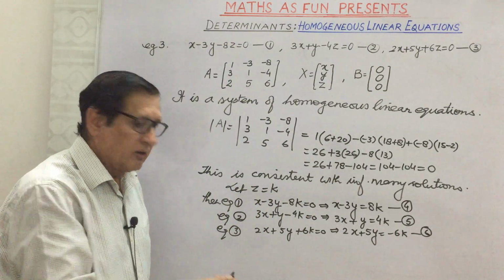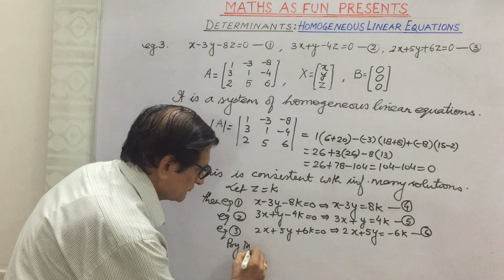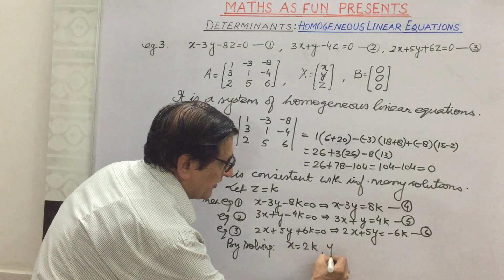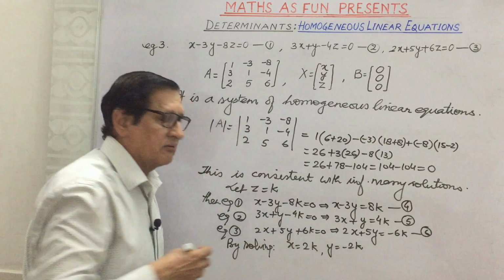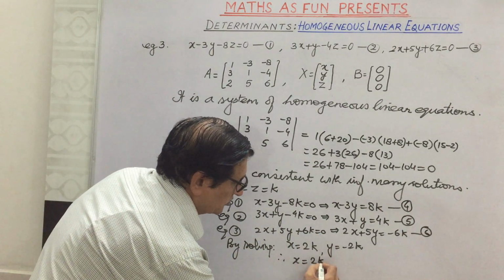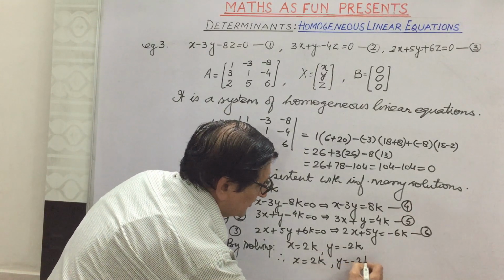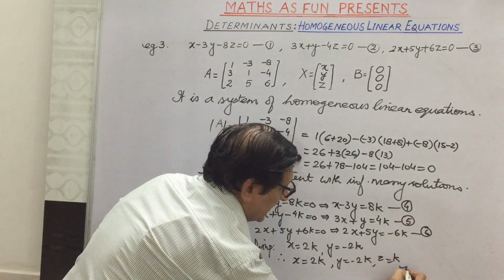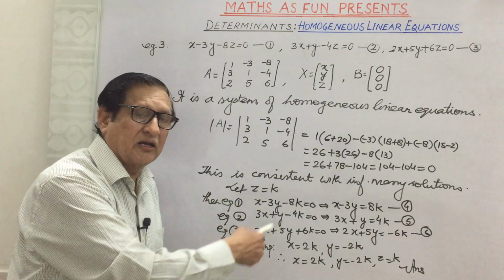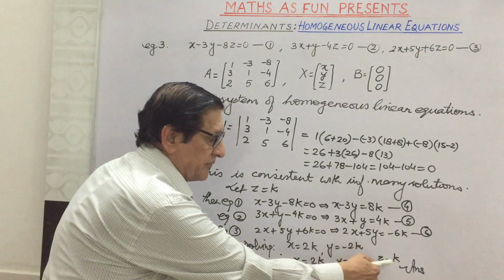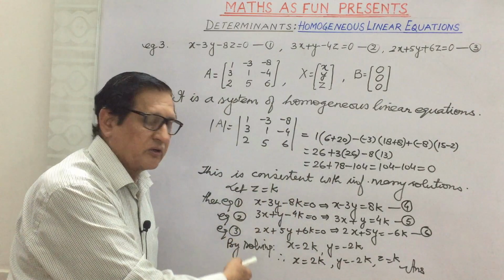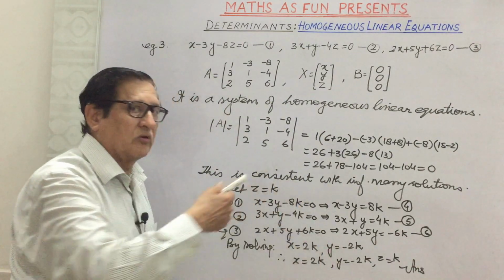And now we have to solve them for the values of x and y in terms of k. By solving them, we will get x is equal to 2k and y is equal to minus 2k. And we can say therefore x is equal to 2k, y equal to minus 2k, z is equal to k is the answer to this problem. And there are infinitely many solutions because k is an arbitrary constant. When we change the value of k, corresponding values of x and y we will obtain.